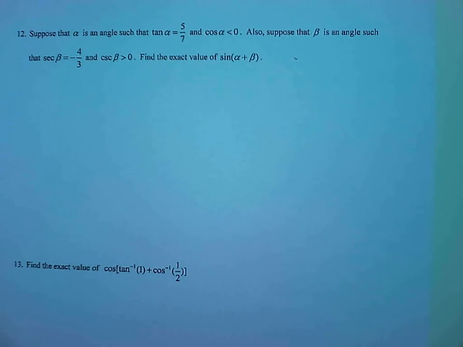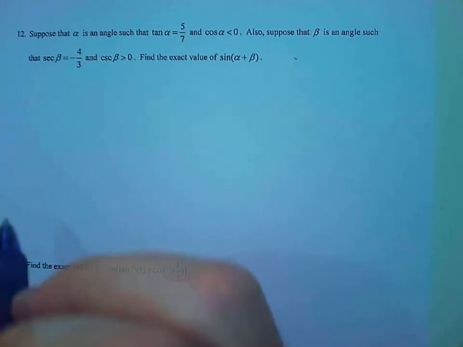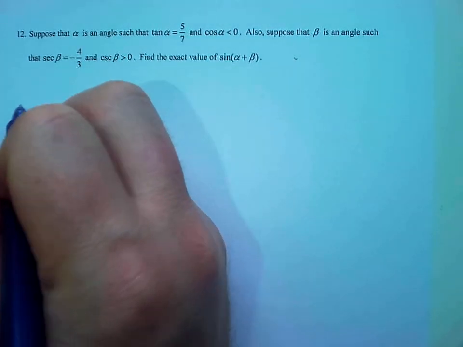Suppose that alpha is an angle such that the tangent of alpha is equal to 5 over 7 and the cosine of alpha is less than 0. Also suppose that beta is an angle such that the secant of beta is equal to negative 4 over 3 and the cosecant of beta is greater than 0. Find the exact value of sine of alpha plus beta. Alright, so let's do it again like we did before.